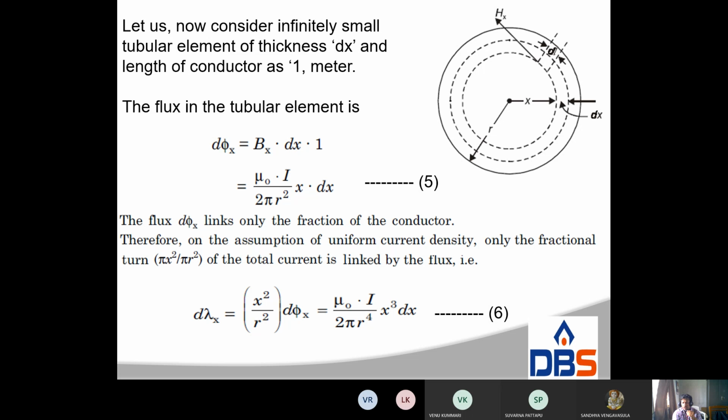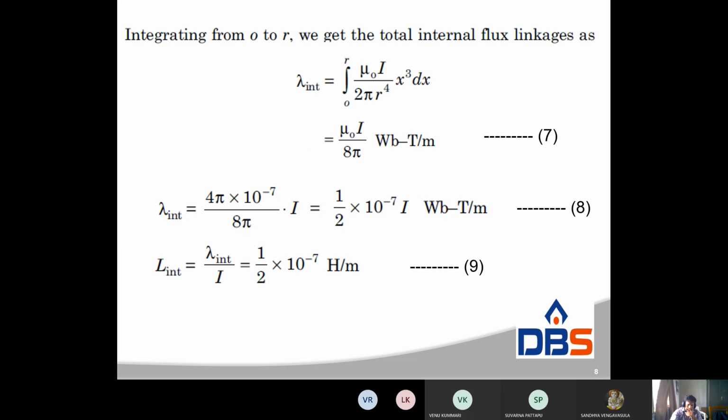So d psi is available. Now I have to find out psi or lambda. D lambda is available. How to find out lambda? Integrate that one, that's it. Integrate that equation 6 to find out flux linkages. So integrate the above equation with respect to r.